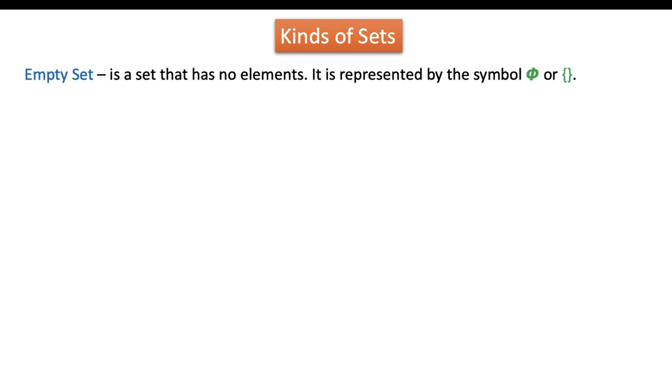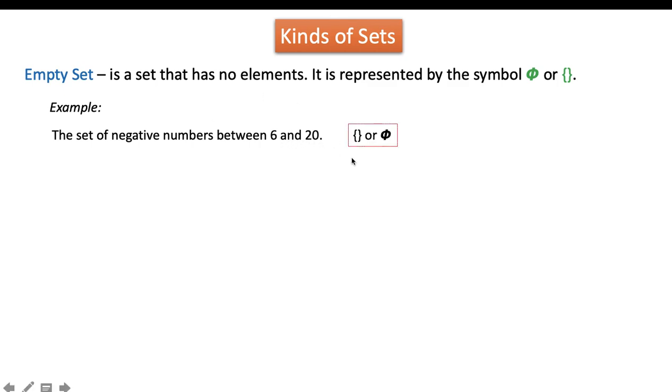An empty set is a set that has no elements, and it is represented by this symbol or a curly bracket with no elements inside. Example, the set of negative numbers between 6 and 20. Definitely, there will be no negative numbers between positive 6 and positive 20. So the answer here is an empty set or a null set.